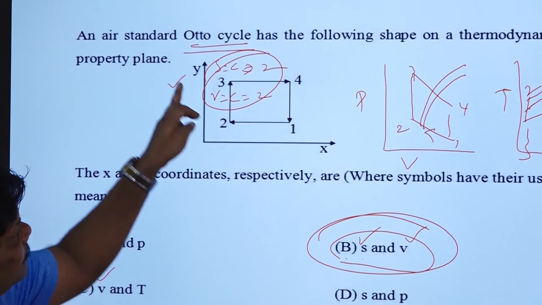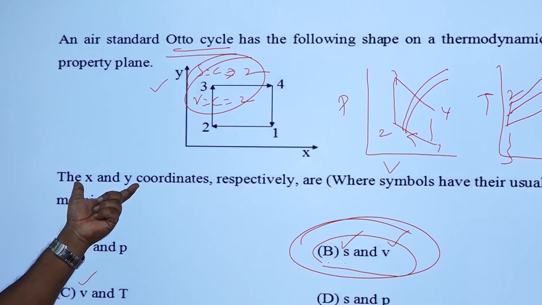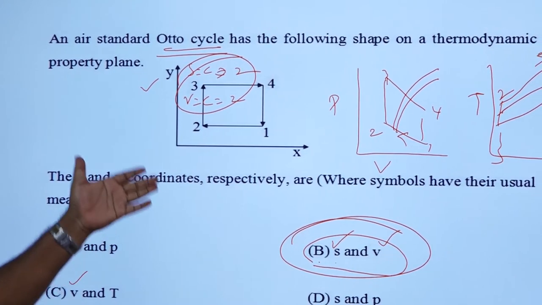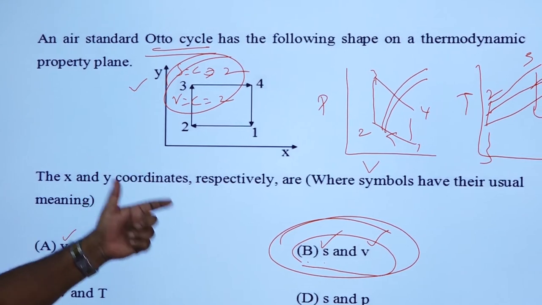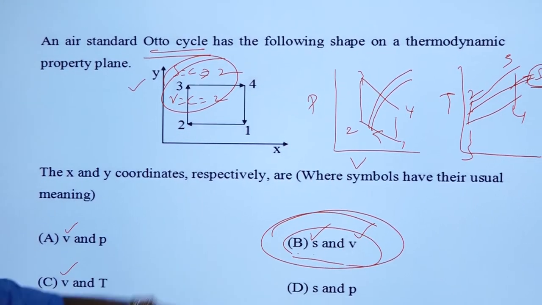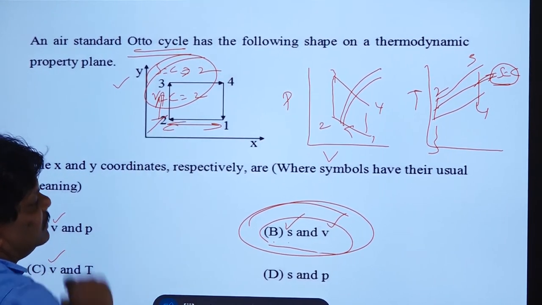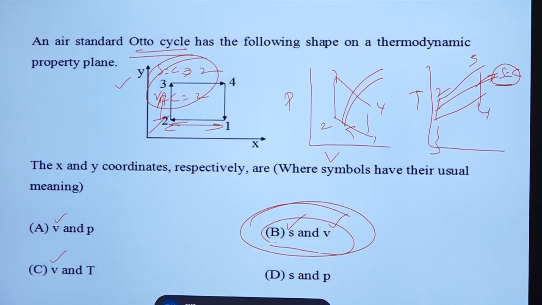So x and y. Our question is, the x and y coordinates are respectively what? So x is S and y is V. Okay, so this is the x and y. It is given. So the answer is B.